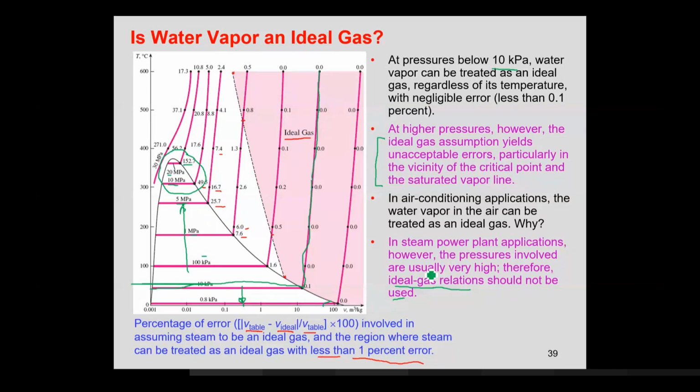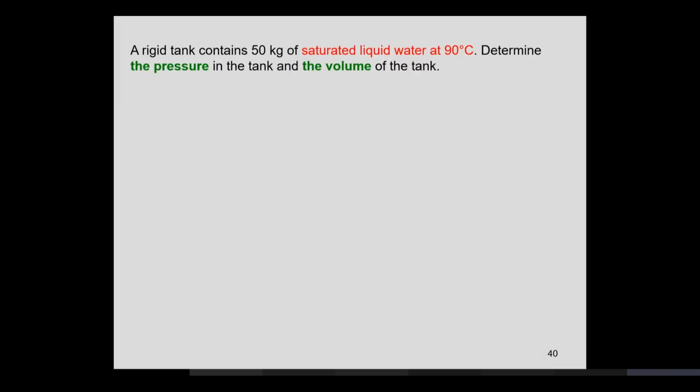Now we'll look at some examples to understand what we have learned, and you're going to help me find out the properties. Let's say I have a rigid tank that contains 50 kg of saturated liquid water at 90 degrees centigrade. The mass of liquid is 50 kg. I have to determine the pressure in the tank and the volume of the tank. How would I determine that?